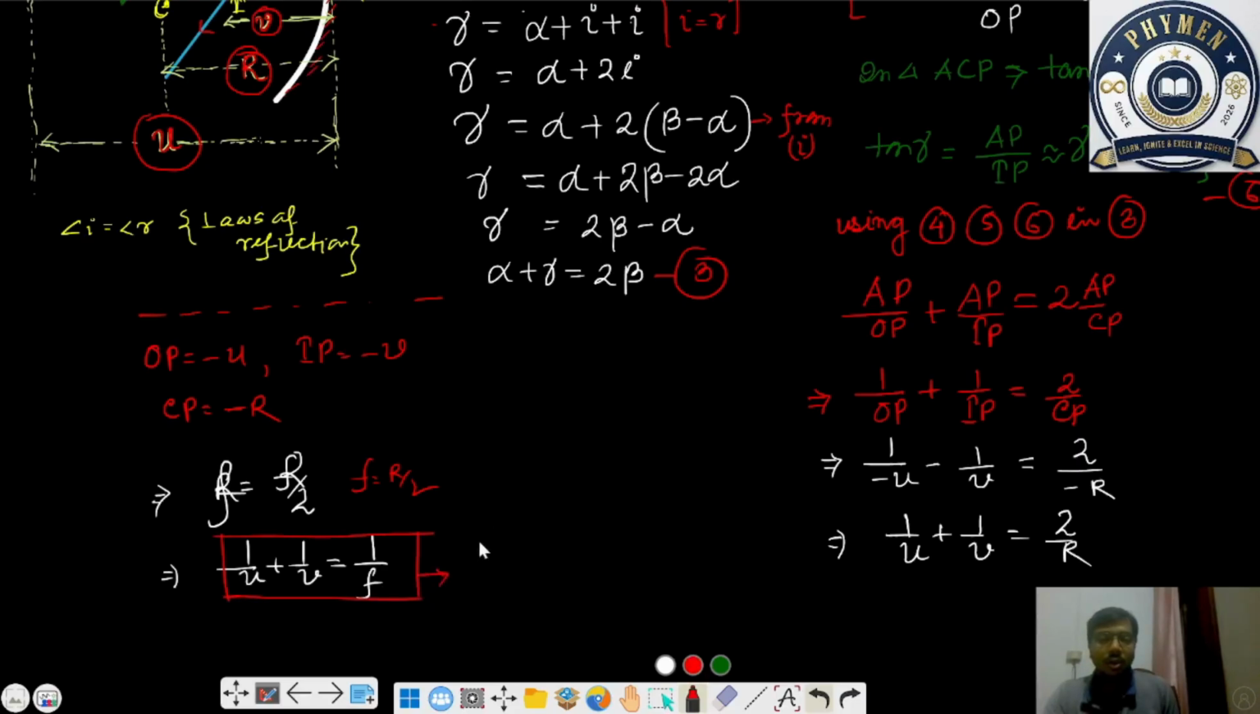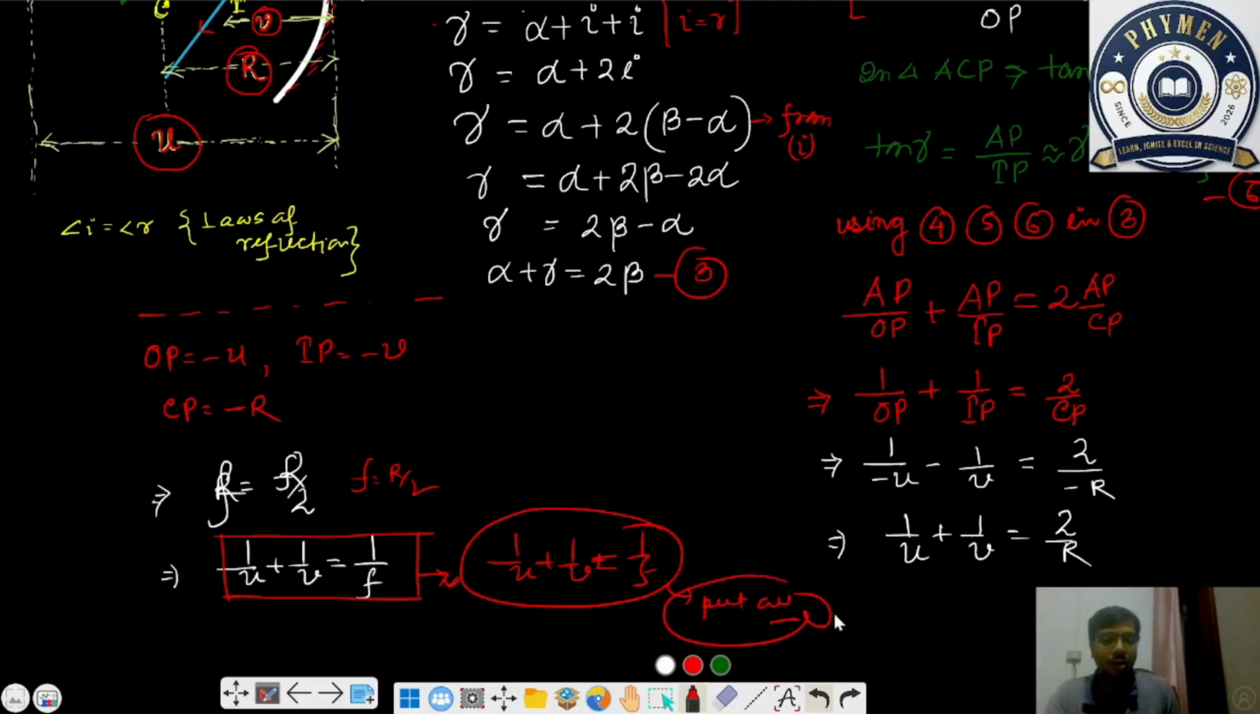I think all of you have understood this equation: 1 by U plus 1 by V equal to 1 by F. In this equation, for numerical questions, we will put all the values of U, V, and F with proper sign, using the sign convention. So I think all of you understood.